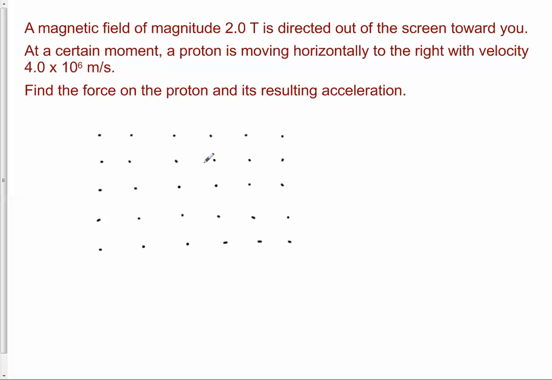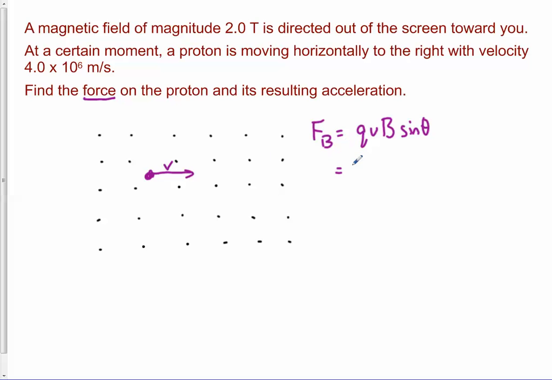And we have a little proton, which right now is going this way at our given speed of 4 times 10 to the 6th meters per second. So we want to find the force on the proton and its resulting acceleration. Now, when we say force, we want the magnitude, but we also want to say what the direction is. Okay, so first the magnitude. F_B is QvB sine theta.